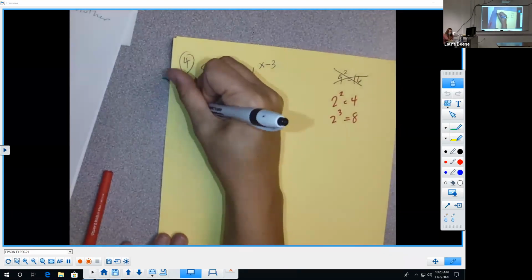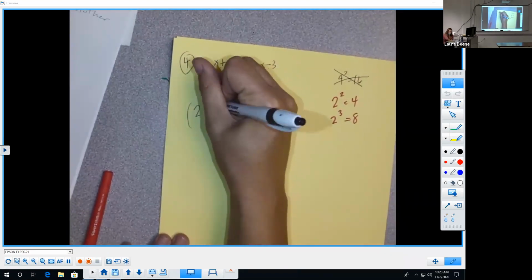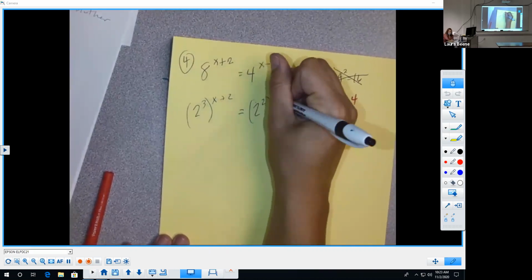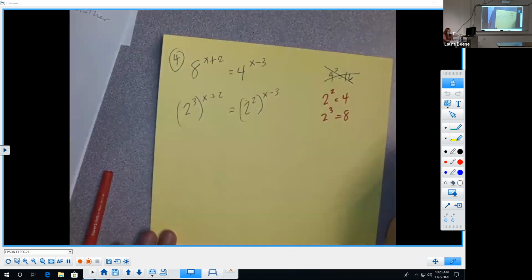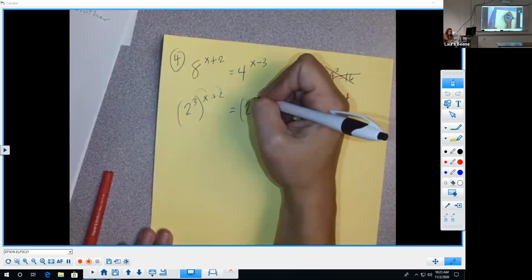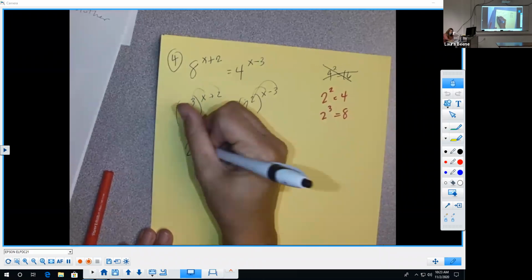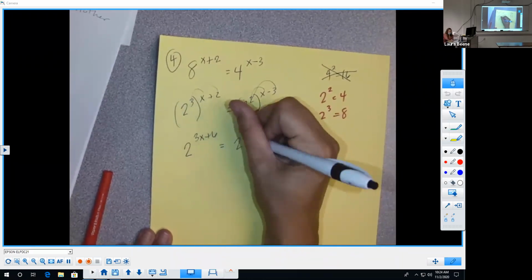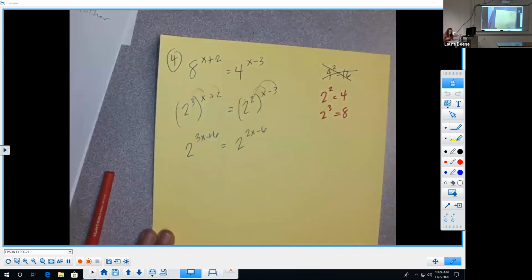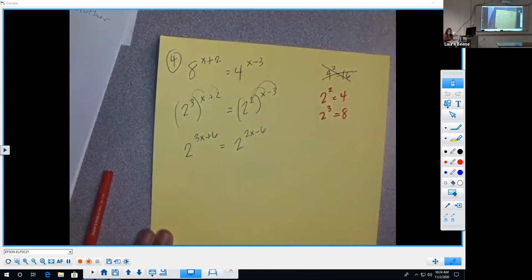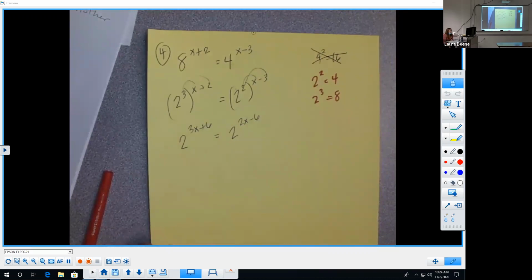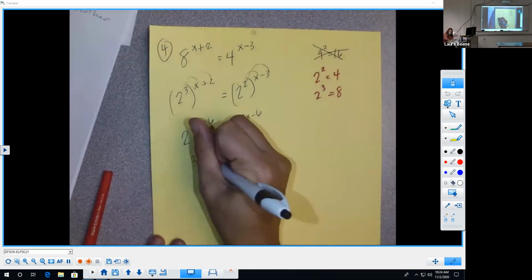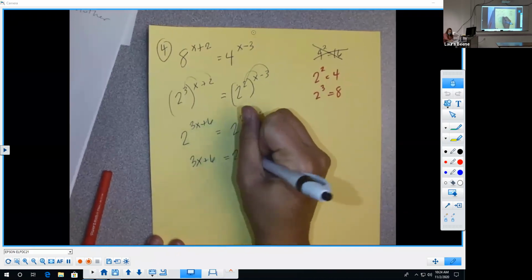So this is going to be 2 to the third power raised to the x plus 2 and 2 to the second power raised to the x minus 3. And then distribute. So I get 2 to the 3x plus 6 equals 2 to the 2x minus 6. And then you can just ignore the bases at that point, set the exponents equal to each other. So I get 3x plus 6 equals 2x minus 6.